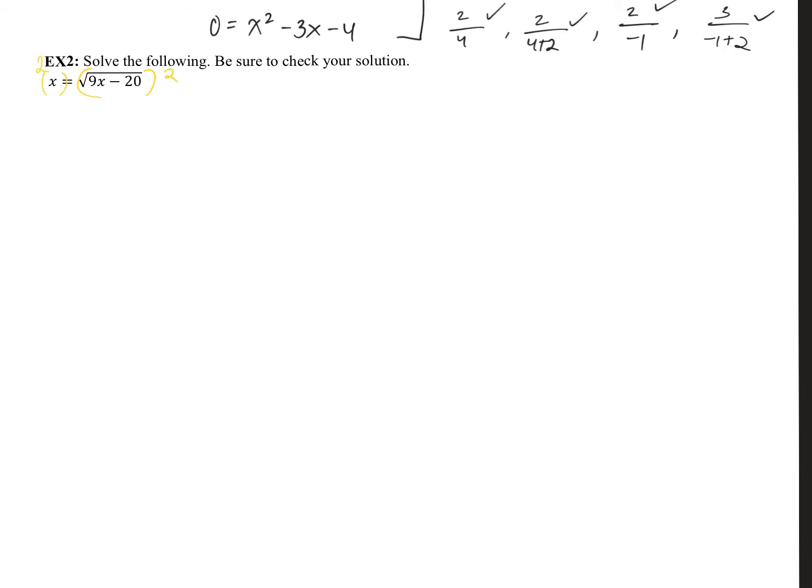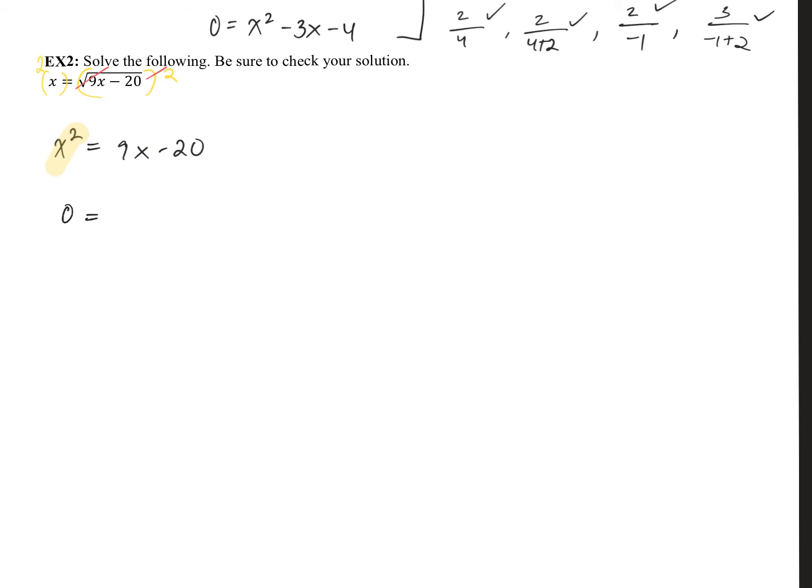And what do we end up with? We end up with x squared equals, well, that cancels out there, so I'm just left with 9x minus 20. And what do you know? This is a quadratic equation. So let's go ahead and set it to 0 and see if I can use the quadratic property.